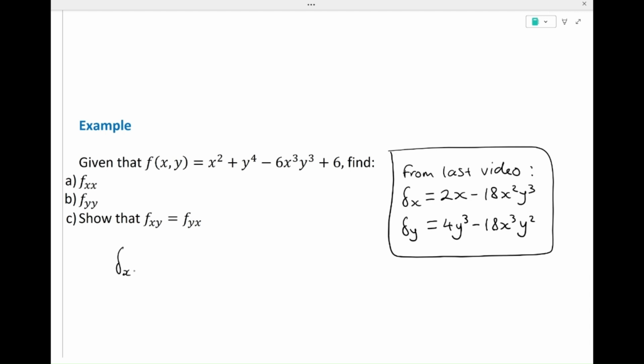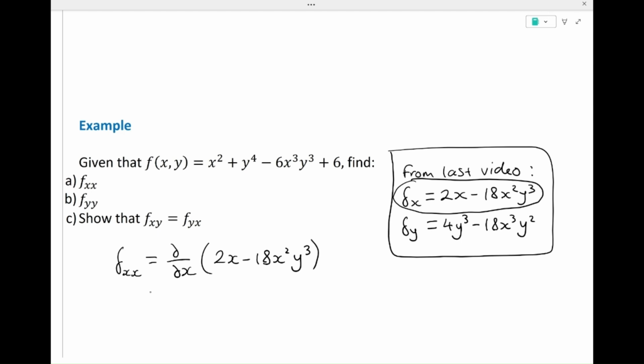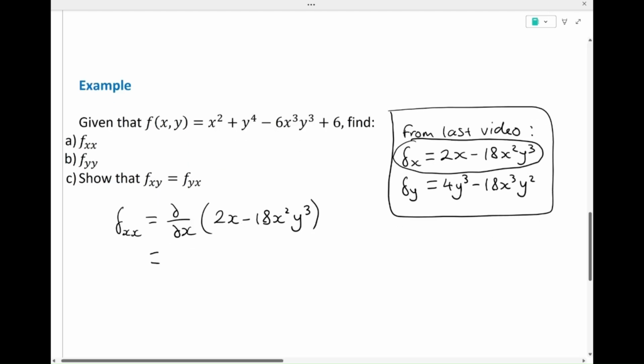In order to do this, I'm going to take my answer from last time, and I need to partially differentiate this with respect to x again. So I could write that I'm going to partially differentiate with respect to x, and then write out the expression that I'm going to do. Remember x is our variable, y is held constant.